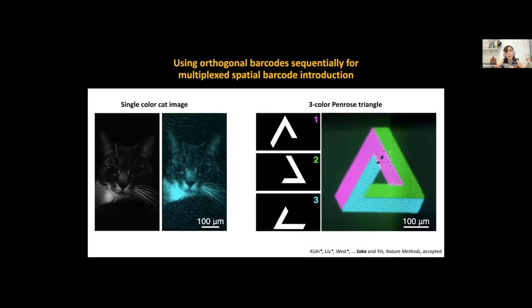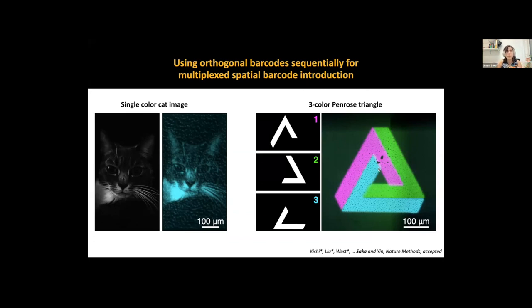We could, of course, do it in multiple colors as well by doing sequential rounds of bringing in different fluorophores, different targets. This is a Penrose triangle that was divided into 3 different regions, where it's sequentially barcoded with one oligo, then you wash, you bring in another oligo with another fluorophore, and so on. So one could also do that in a multiplex fashion for identification or labeling of multiple ROIs.